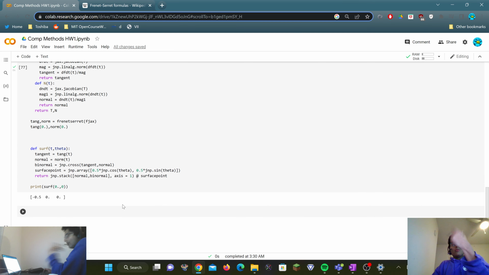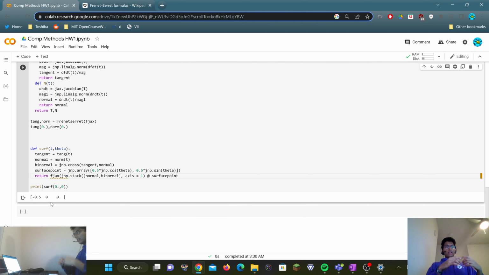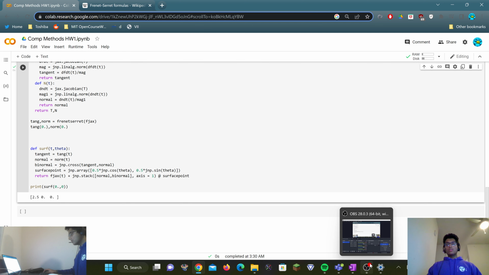But what we want to return is the actual point. This is just a difference relative to our surface, so I'm going to take our surface at t and add it to the relative point, and now we get 2.5, 0, 0. That makes more sense, so that's what the actual surface point is. In the next part, I'll graph a combination of all of the surface points, and we'll see what the actual hose ends up looking like.